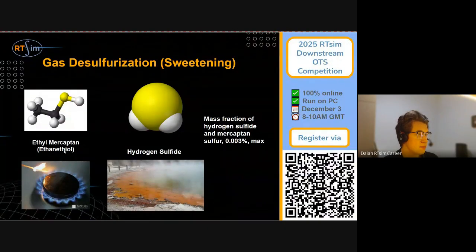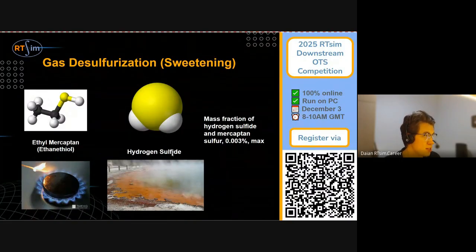Ethyl mercaptan, ethanol, and hydrogen sulfate are toxic substances that pose a serious health hazard to operating personnel, and they have an extremely unpleasant odor. Hydrogen sulfate smells like rotten eggs, and mercaptan has a strong nauseating odor, even at very low concentrations. So mercaptans and hydrogen sulfate are poisons and have an extremely offensive odor.